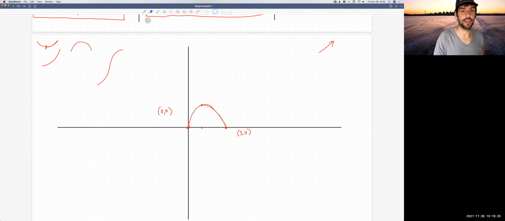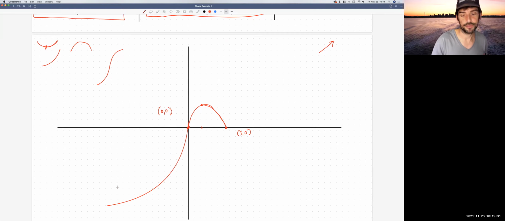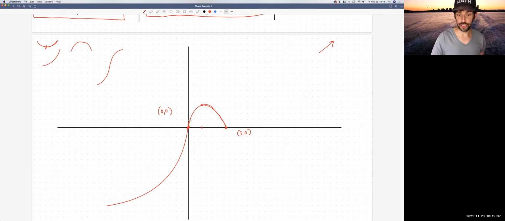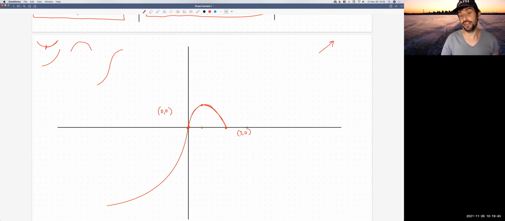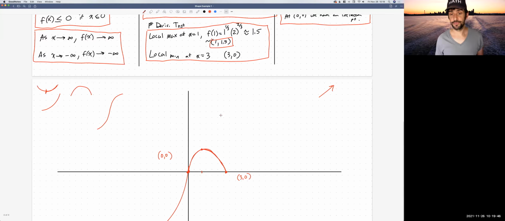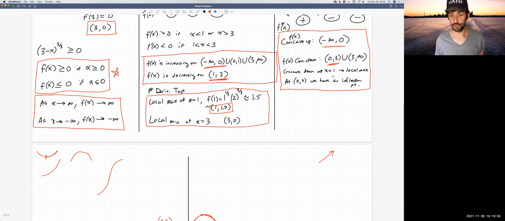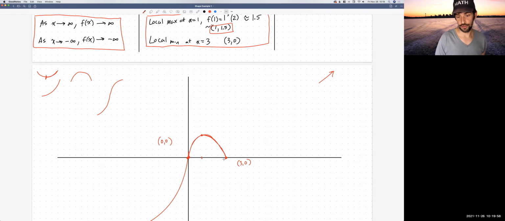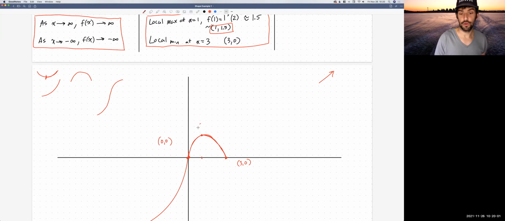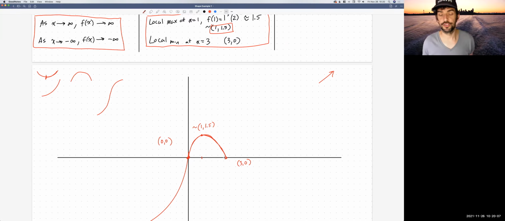Now that I have a better understanding of what's happening here, this is going to look more like this. Concave up and getting very steep right as we get to 0, and then switching at that inflection point to concave down. Now we're concave down and decreasing. Remember, we were decreasing from 1 to 3 and still concave down. We were concave down from 0 to 3, increasing until we hit 1. Remember, this is just an approximation, and then decreasing afterwards to 3.